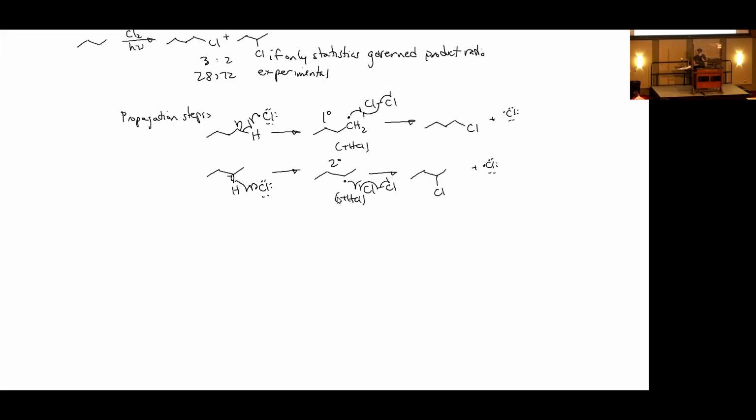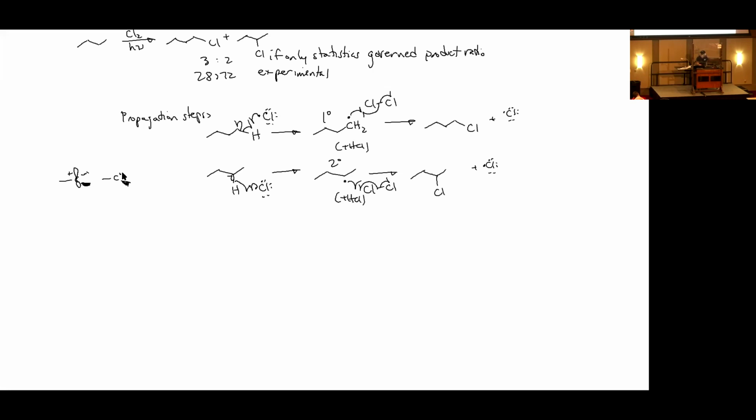Radicals and carbocations are actually very similar species, right? We know that a carbocation is an sp2 hybridized carbon with an empty p orbital. So that's what a carbocation looks like. A radical looks almost exactly the same.